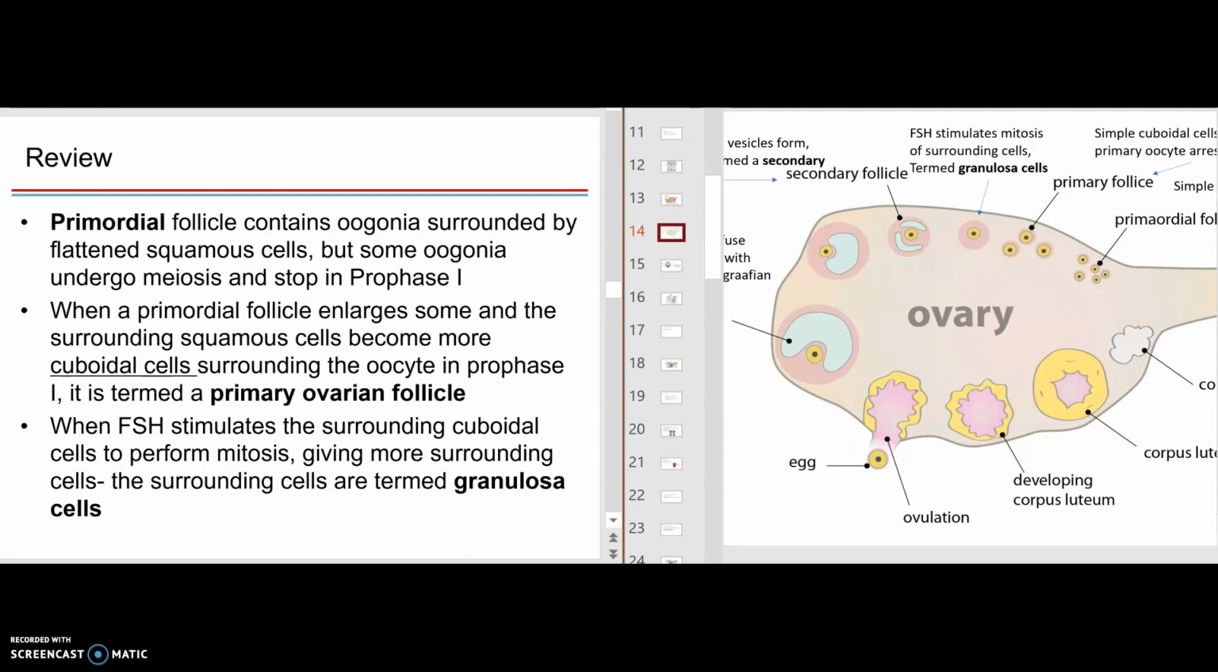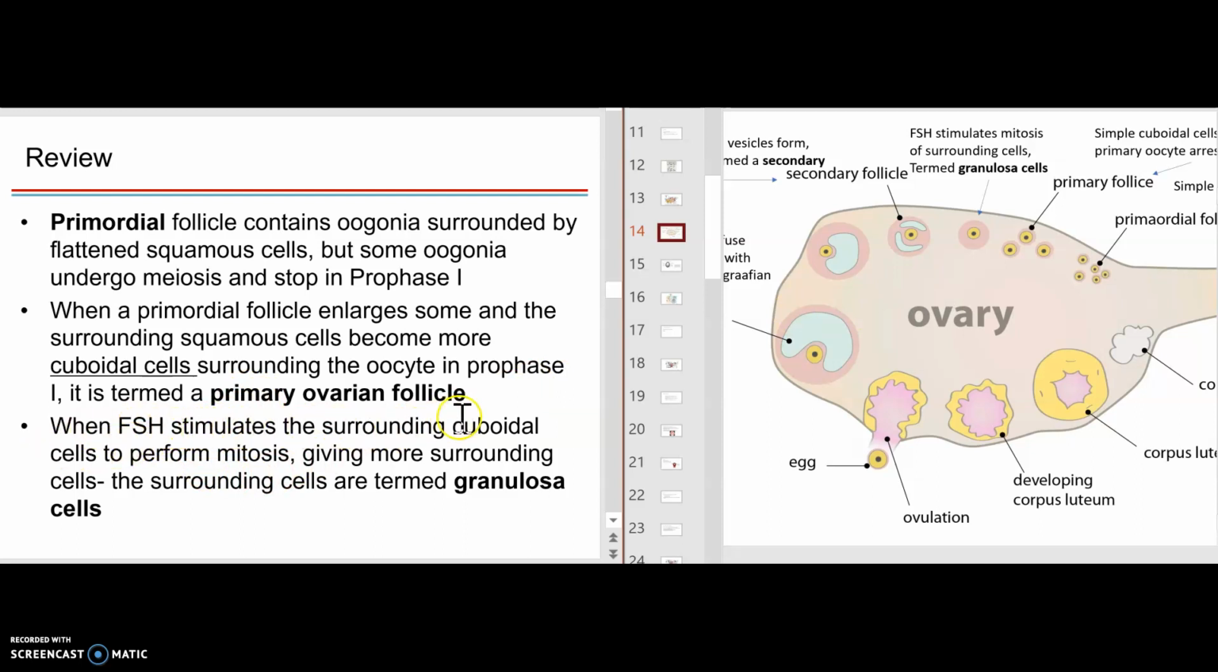So before we go further, I did a little review. The primordial follicle contains many oogonia surrounded by flattened squamous cells. Okay, that's the primordial we talked about. Some of the oogonia undergo meiosis and stop in prophase 1. We talked about that. When a primordial follicle enlarges and some of the surrounding squamous cells become more cuboidal, then we change the name to primary follicle. So the cuboidal cells make a primary follicle, with the oocyte in prophase 1.